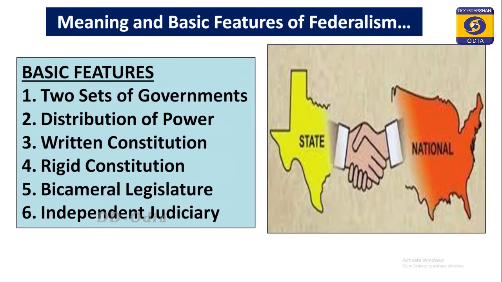Besides that, you will find an independent judiciary. The independent judiciary means the judiciary will not be guided by anyone. The judiciary is independent and impartial, and it will provide its judgment without any fear or favor. Whether it is the state governments or the union government, if they make any law that goes against the provisions of the constitution, then that will be outrightly rejected and declared null and void, or ultra vires.